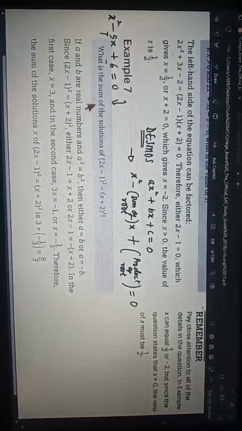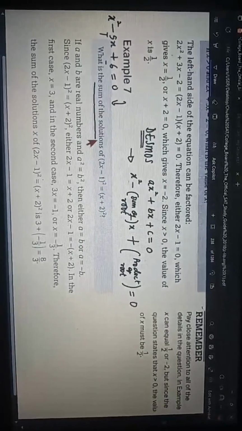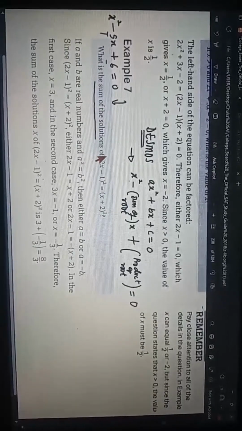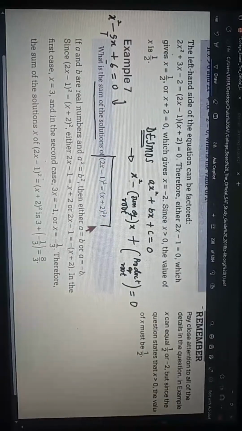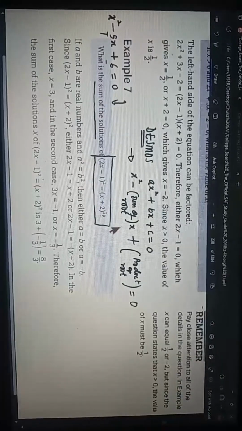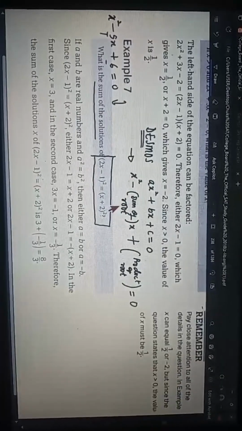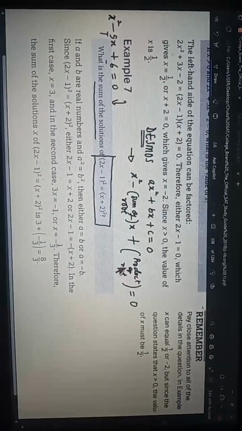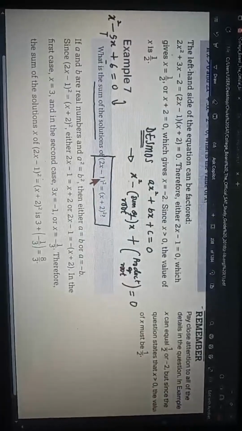So guys, in this question, we are asked to find the sum of the roots. That means if we can simplify these equations such that it looks like this one, we can easily pick up the sum of the roots, and at the same time the product of the roots. Okay, so let us go ahead and expand this stuff.